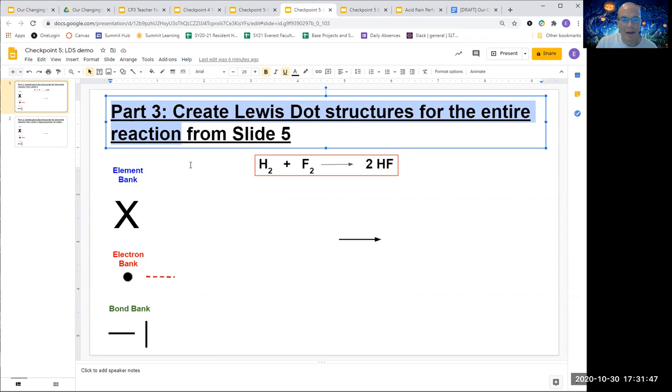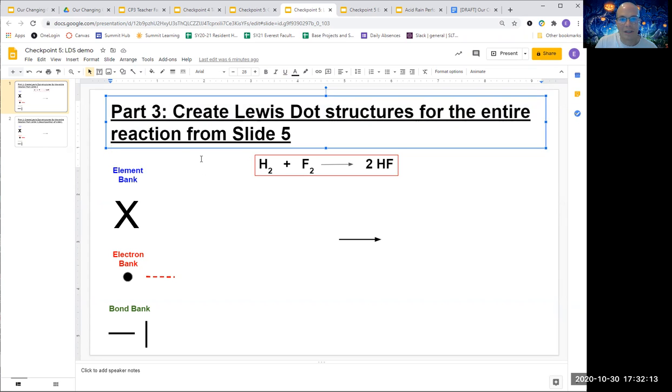And one thing to keep in mind is that this is a little bit different than what we asked for in checkpoint 4. In checkpoint 4, we asked you to show the process of putting the atoms together to form a molecule. But now we're asking you to show how the atoms in the molecules rearrange during the course of a reaction to make a new product.